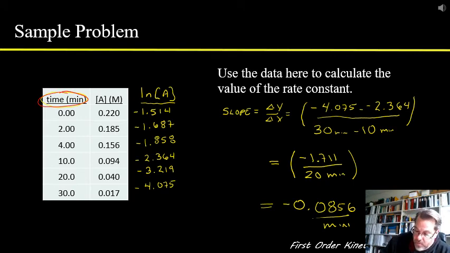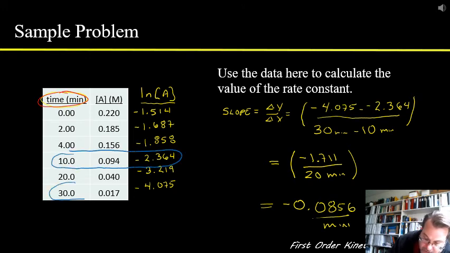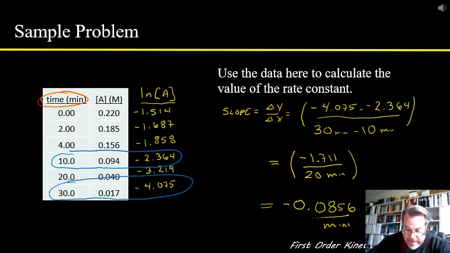All right. When I did this, I chose the point at 10 minutes and the point at 30 minutes and calculated the slope as delta y over delta x. Delta y is the difference of these two values. Delta x is the difference in those two values. So that's what I have over here on the right. Delta y on the top, delta x on the bottom.